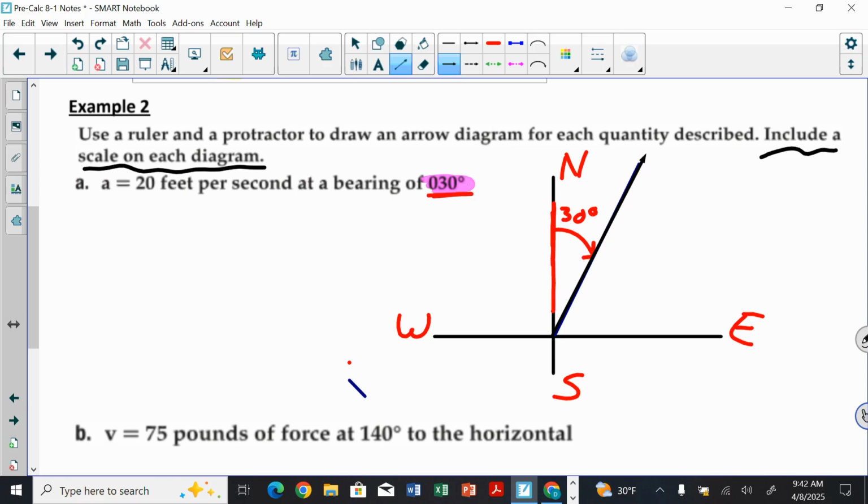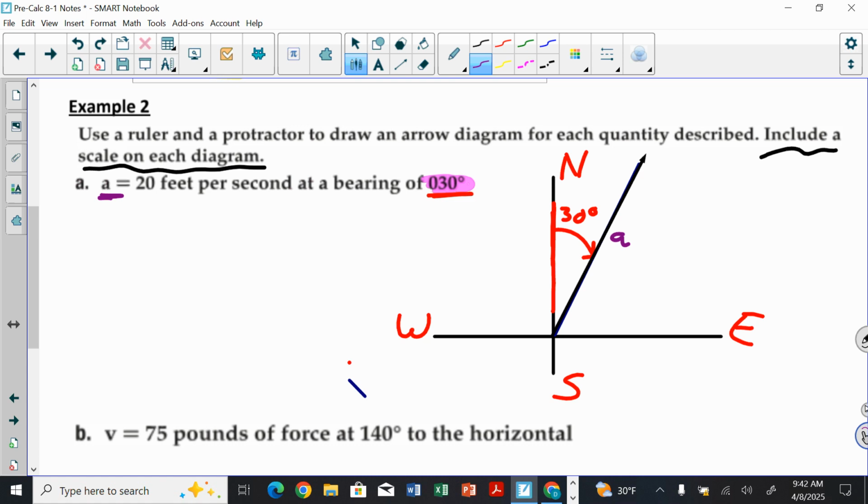Okay, and that would be my vector. Now, again, I can label that. I'm just going to label it A right here, all right? I've got my 30 degrees. I've got my scale, I've got my measurements, my north, east, west, south. All I need now is just to state my scale.